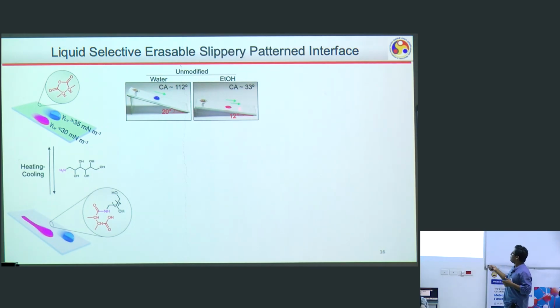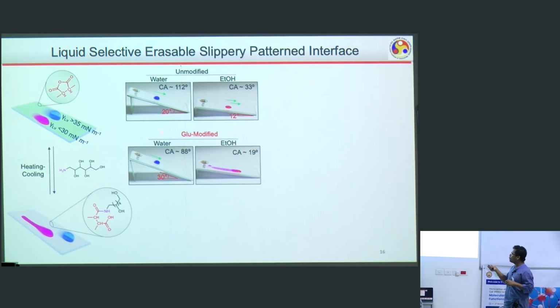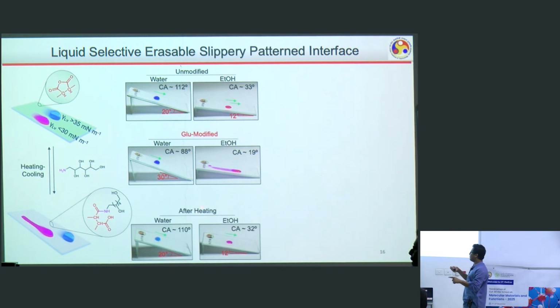So this is the unmodified reactive slippery interface where water and ethanol are both sliding off, but once you do the glucamine modification, water is sliding off, but ethanol is spilling all over the place. Now, the same interface, if you heat it above its phase transition temperature and cool it down to room temperature, then it regains its property back as earlier.